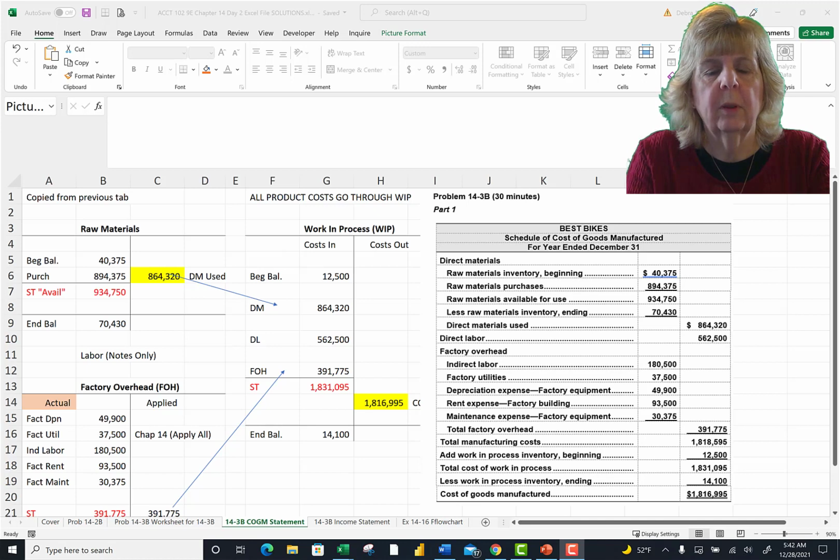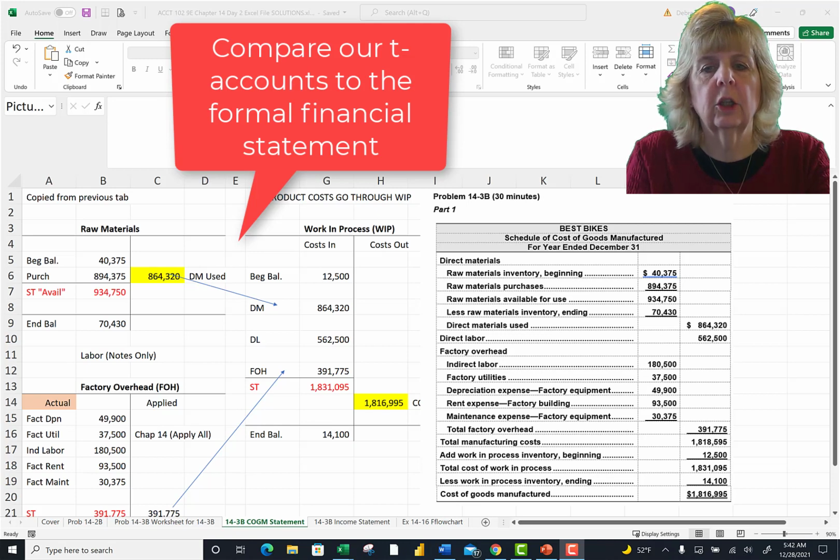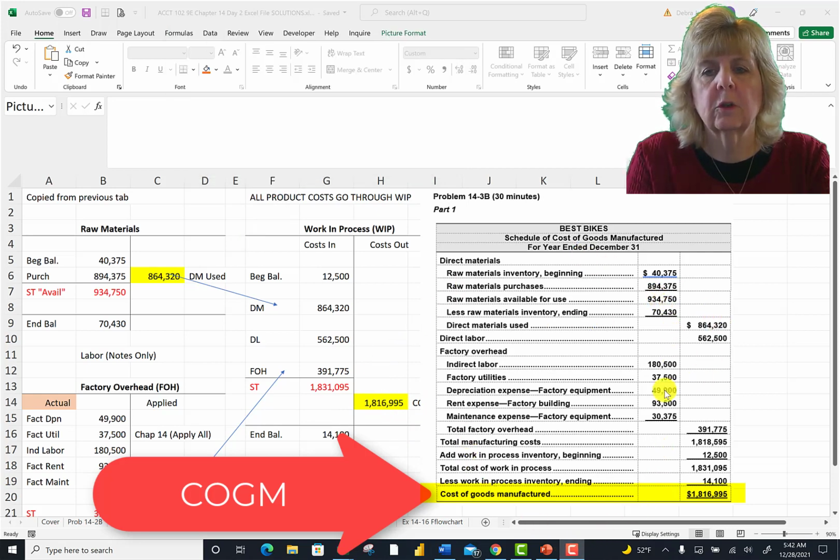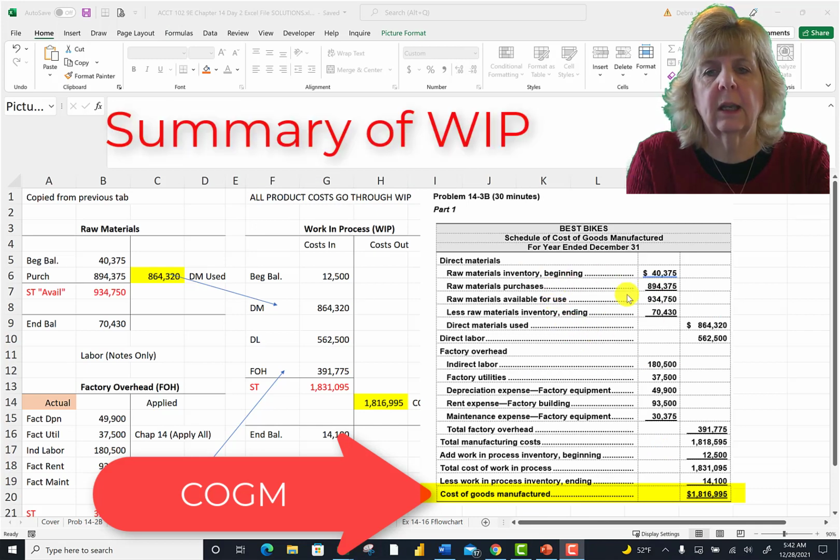Now that we've completed the worksheet and we've completed all of the major calculations, let's take a look at how the formal financial statements would look. As mentioned, the legwork is done. We know what the cost of goods manufactured amount is. Now take a look at the formal financial statement, which is really a summary of our T accounts.